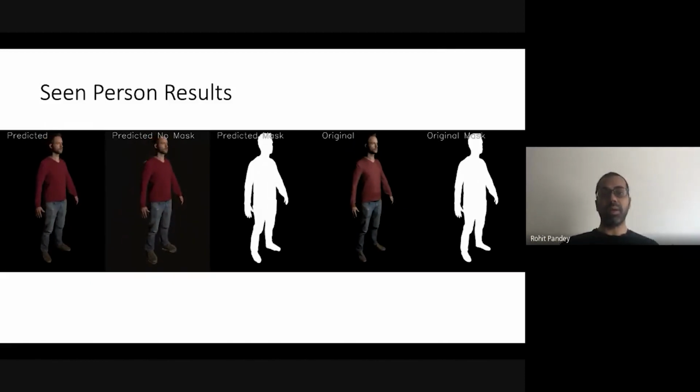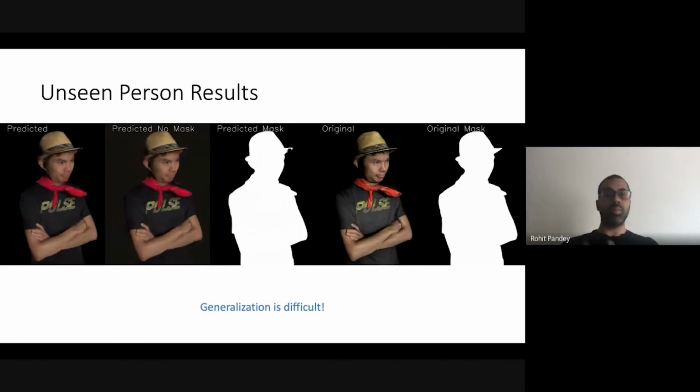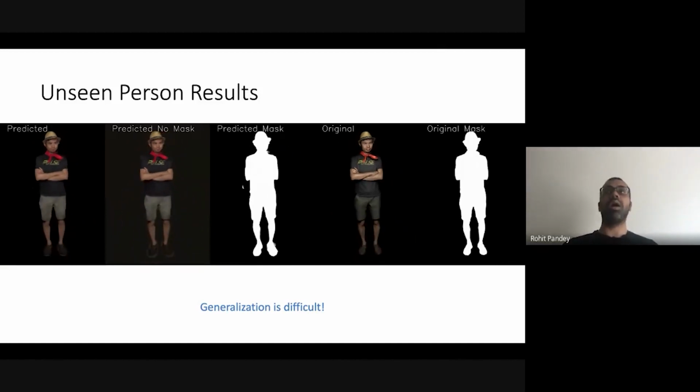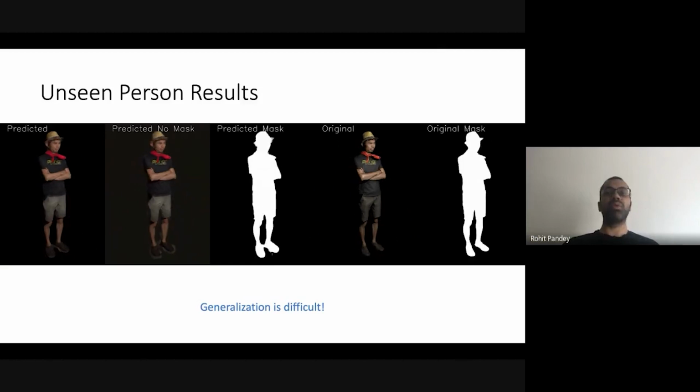But moving to unseen people, we started to notice further deteriorations. There was lower resolution. The mask started flickering more. And we realized that generalization is just hard for an approach like a UNet with a large receptive field, which is very prone to overfitting.